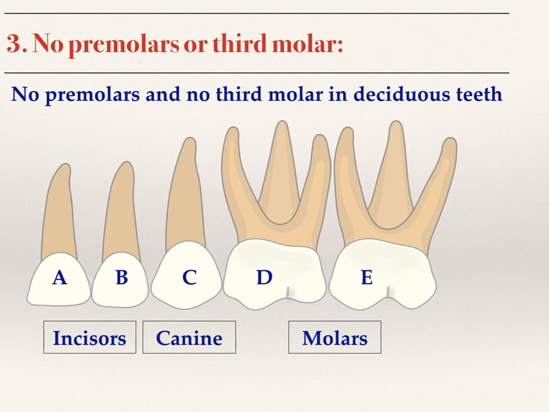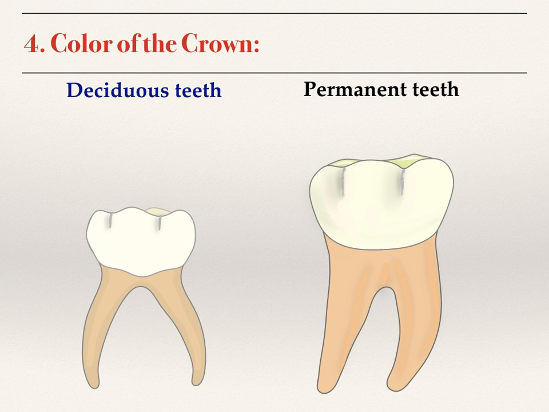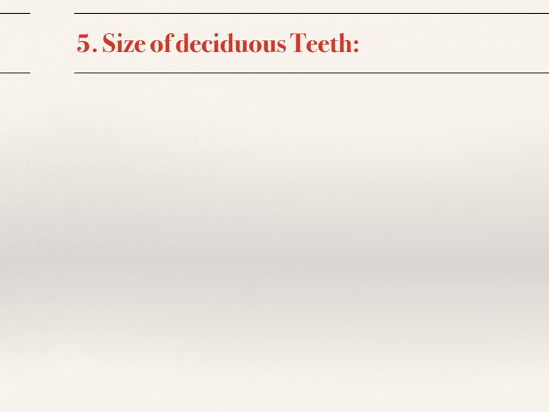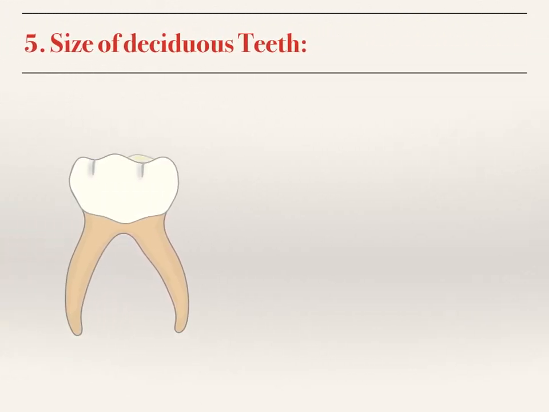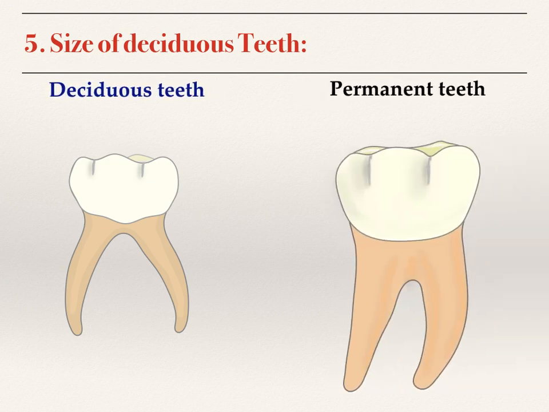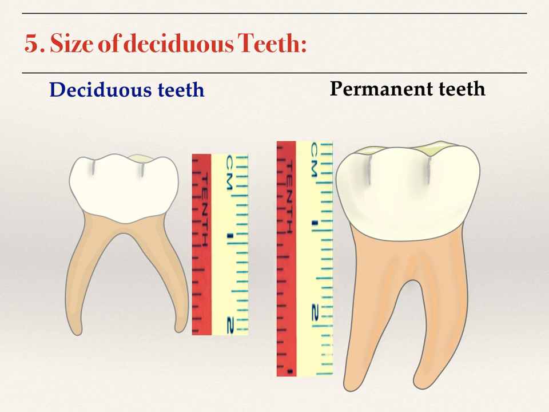Color of the crown. In deciduous teeth, the crown is whiter in color, as you see, while in permanent teeth it is yellowish in color. Size of deciduous teeth. Deciduous teeth are smaller in size than permanent teeth, as the measure appears.